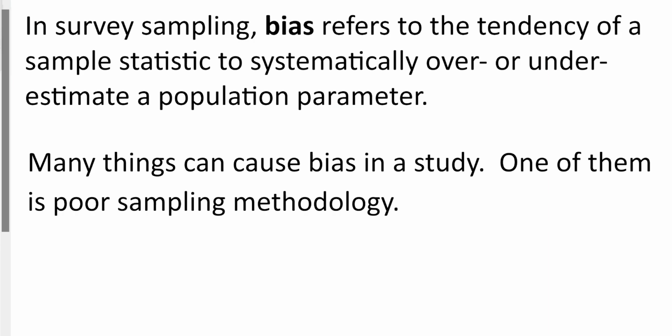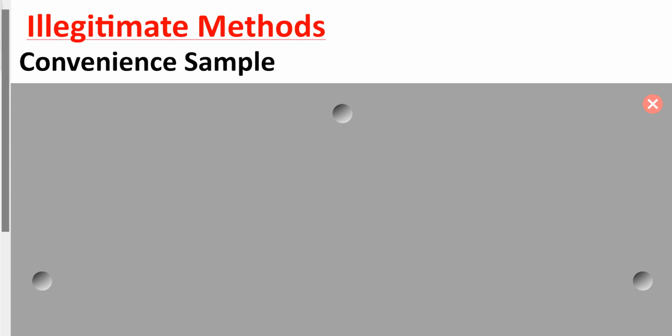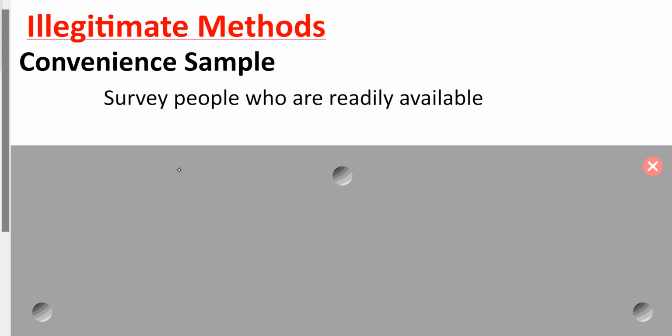So many things can cause a bias in a study. One of them is poor sampling methodology. It's the most common one. So let's talk about a couple of different illegitimate methods. First one, convenience sampling. Convenience sampling is just surveying people who are readily available. Like, ooh, first 10 people in the school, I'm going to survey the first 10 people here. But is that good? No. Is it easy? Absolutely.